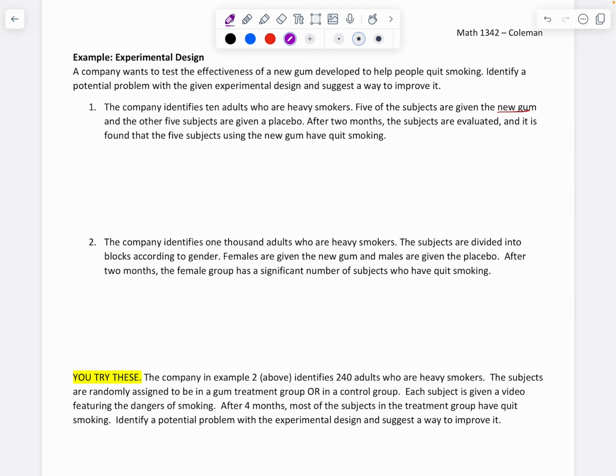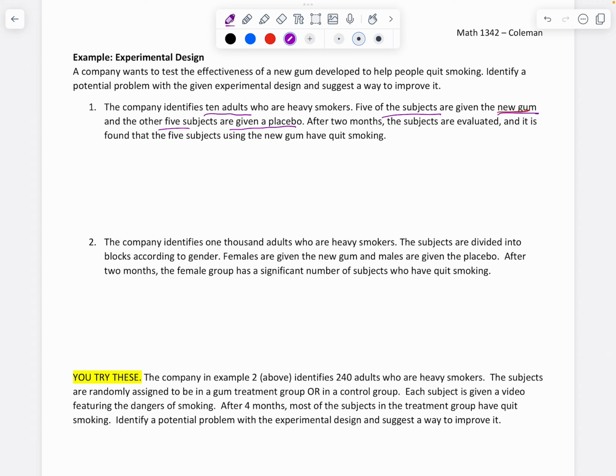All right. So let's look at some examples. A company wants to test the effectiveness of a new gum developed to help people quit smoking. Identify a potential problem with the given experimental design and suggest a way to improve it. So number 1, the company identifies 10 adults who are heavy smokers. 5 of the subjects are given the new gum, and 5 others are given the placebo. After 2 months, the subjects are evaluated, and it is found that the 5 subjects using the gum have quit smoking. That sounds wonderful. It sounds awesome. All 5 people have quit smoking.